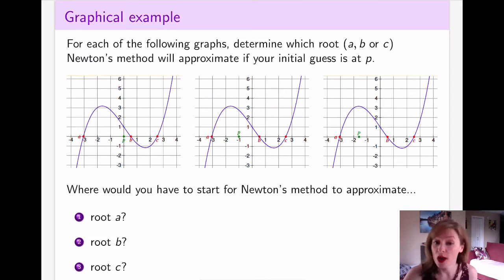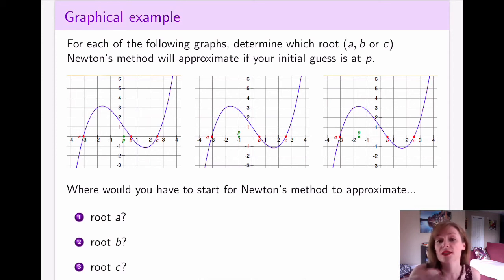Let's take a look at the graphical question. So here's a function that I have. So clearly the curve intersects the x-axis in 3 different spots, A, B, and C. So these are the x-intercepts or the roots that I might want to approximate. And the question asks, if I start at this point P, which root am I going to approximate using Newton's method?